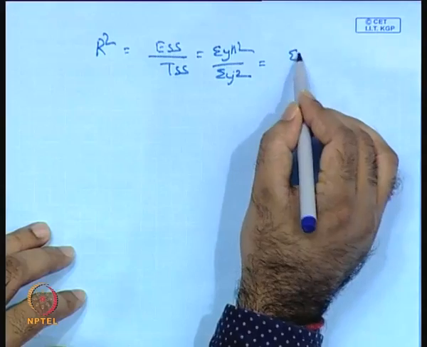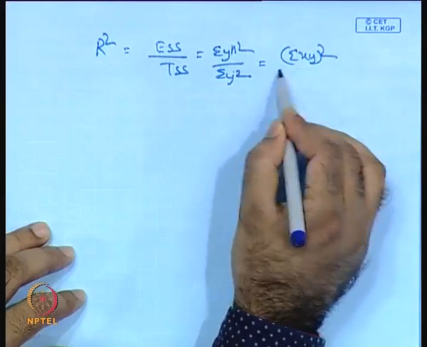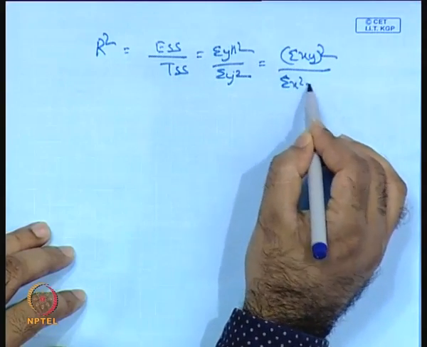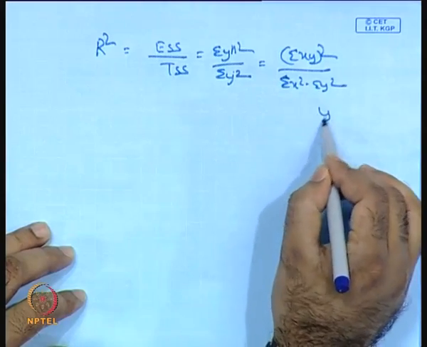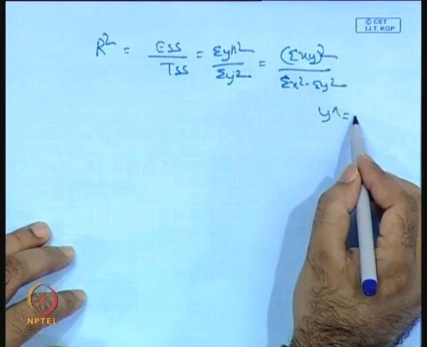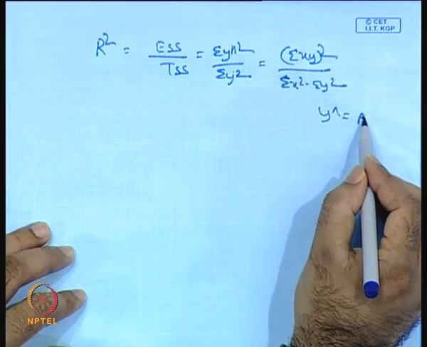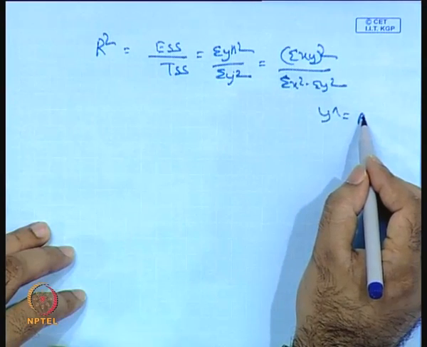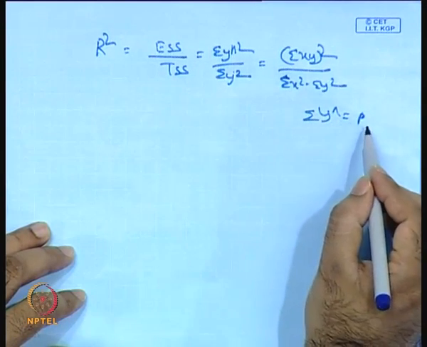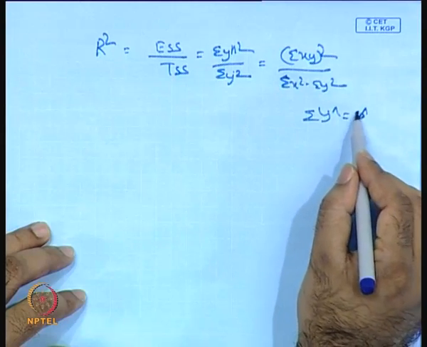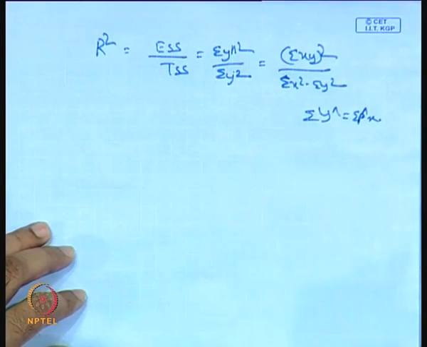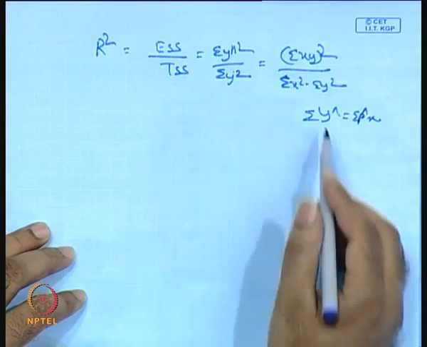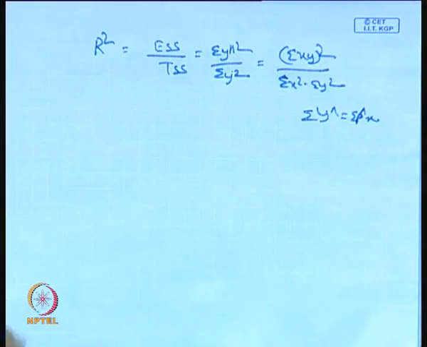So, it is nothing but summation xy whole square by summation x square into summation y square, because y hat equal to beta hat x, so summation y hat square equal to beta hat summation x y. Okay. So, this is how we have received this particular item.